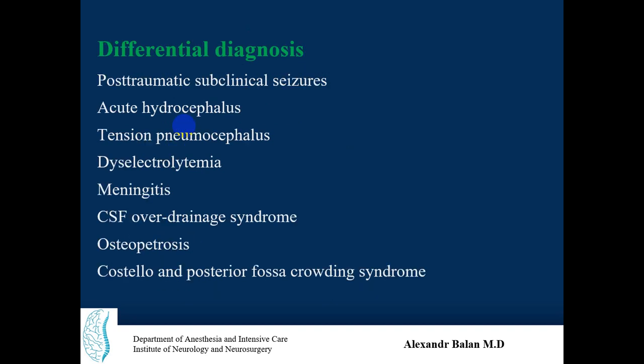We have to make a differential diagnosis and establish the correct one to know for certain what is the cause of brain herniation or the stage of herniation. Post-traumatic subclinical seizures, acute hydrocephalus, tension pneumocephalus, dyselectrolytemia, meningitis, cerebrospinal fluid over-drainage syndrome, osteopetrosis, Costello syndrome, and posterior fossa crowding syndrome. So make sure you are making a differential diagnosis and establish the correct one.